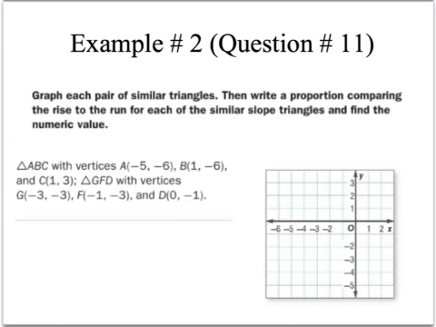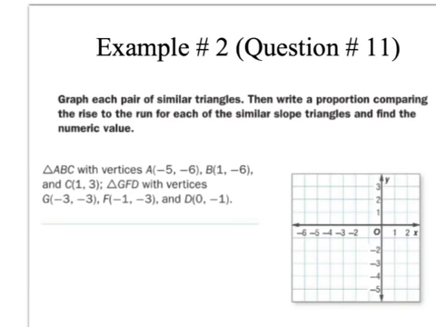Example number 2 is question number 11, just like question number 10. So if you would like to pause the video, you can pause it and do the question on your own and then play it back to see if you get the same answer. Triangle ABC is at A -5, -6, which is down here in quadrant number 3. Point B is 1, -6, which is over here in quadrant 4. And C is 1, 3. So a rather large triangle.